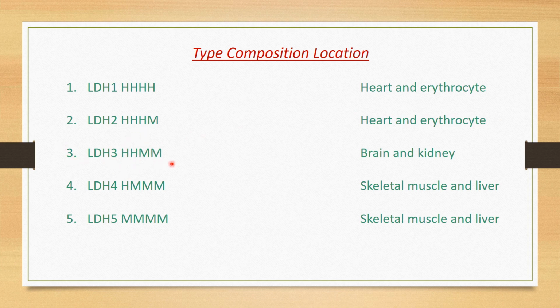LDH3 is HHMM, present in brain and kidney. Please remember, heart and skeletal muscle are easy to remember; in between these there are brain and kidney. Then gradually the proportion of M is increasing and H is decreasing. So LDH4 is HMMM, present in skeletal muscle and liver, and LDH5, where all the polypeptide chains are of the M variety, is present in skeletal muscle and liver. So these are the different compositions of LDH1 to LDH5, and this is their tissue distribution.